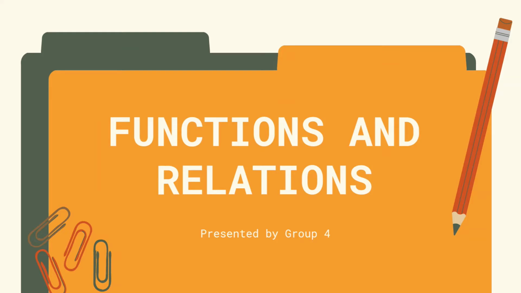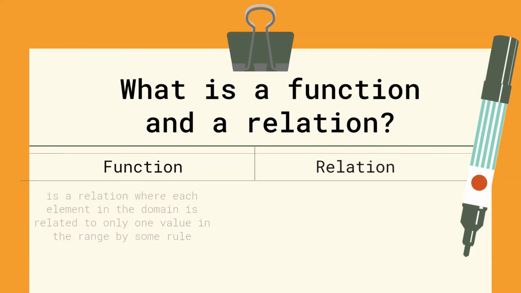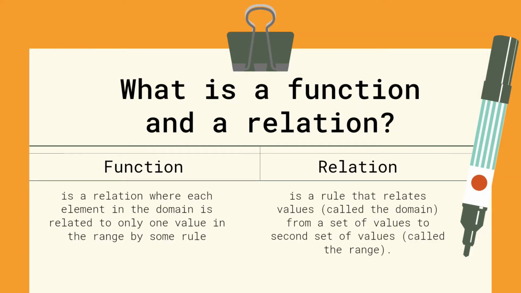Now what is a function and a relation? A function is a relation where each element in the domain is related to only one value in the range by some rule, while a relation is a rule that relates values, called the domain, from a set of values to a second set of values called the range.